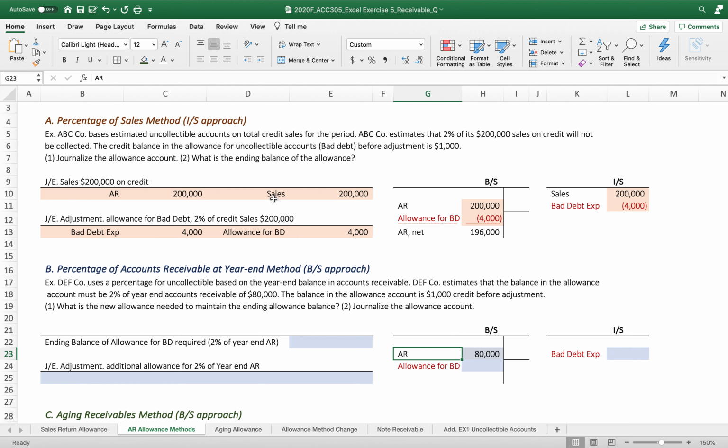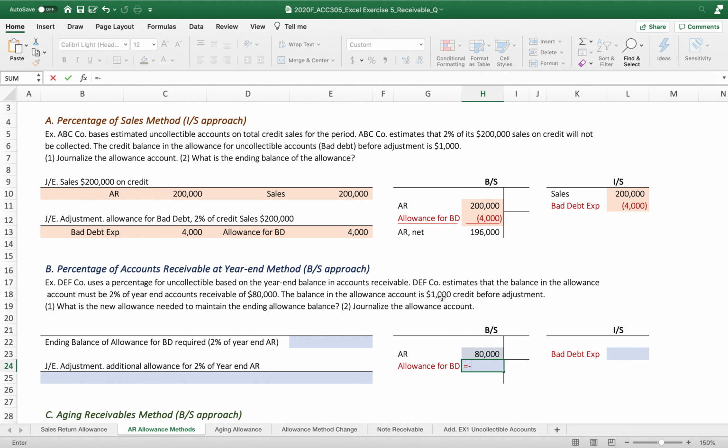Sales whenever the credit sales occur, right? So those are the differences. We are using the percentage of sales method, or percentage of accounts receivable on the balance sheet. So here, for allowance for bad debt, we have a 1,000 credit before adjustment.